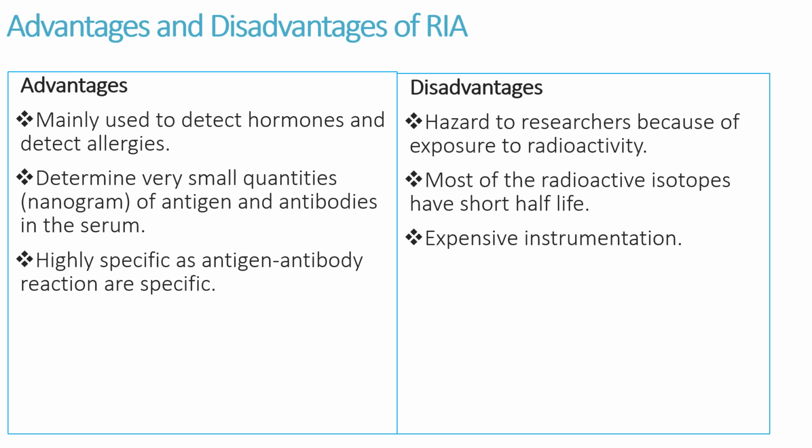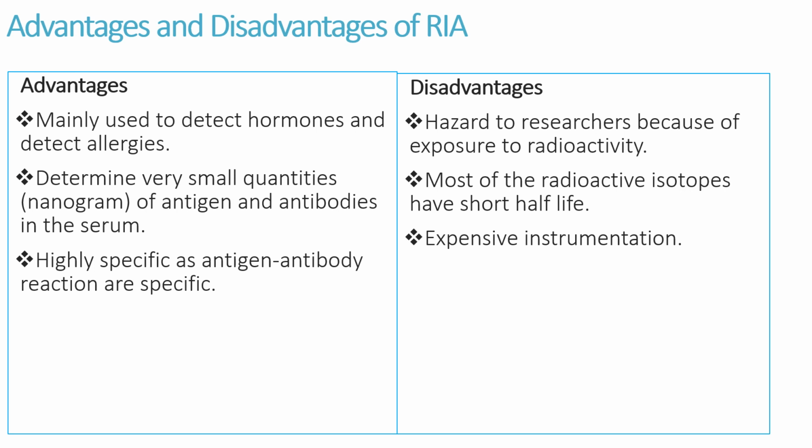Thus, the radioimmunoassay technique has wide application in the medical field. This technique is mainly used to detect hormones and allergies. The most important advantage of radioimmunoassay in the measurement of compounds in biological fluid is the precision and extreme sensitivity, which cannot be achieved by other analytical techniques. This test can be used to determine very small quantities, like nanograms or picograms, of antigens and antibodies in the serum. But there are certain disadvantages also.